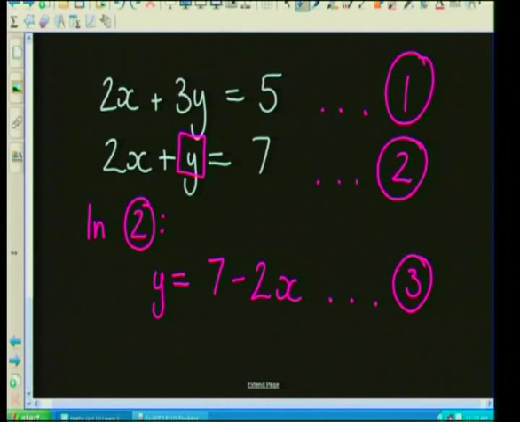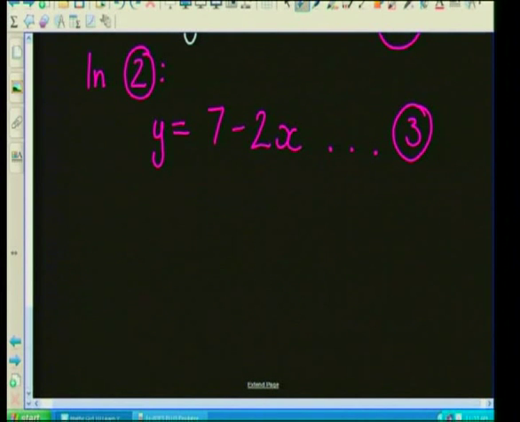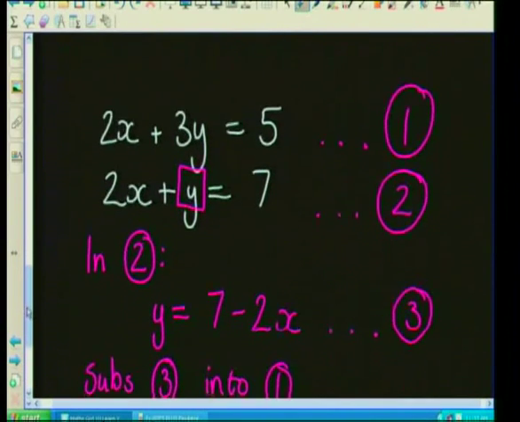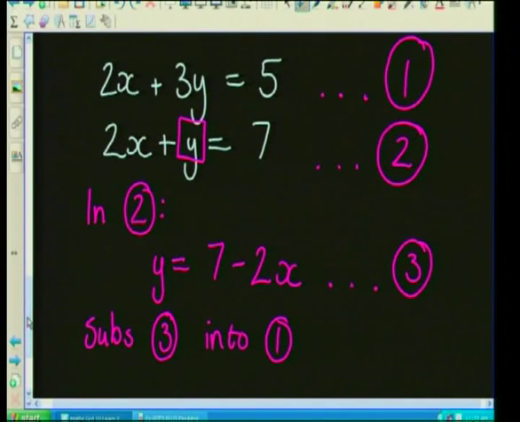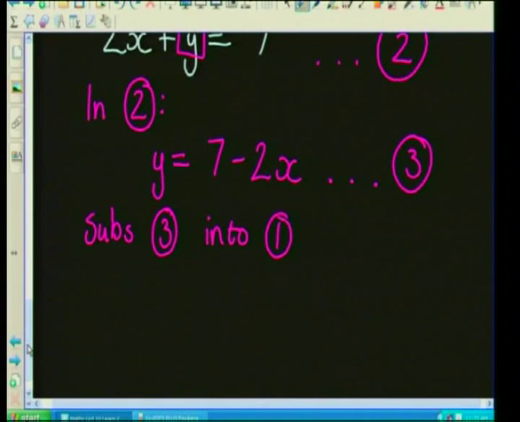Now, it's solving by substitution, which means I need to substitute number 3 into either number 1 or number 2. If I substitute it into number 2, I will find that it all cancels out. And the reason it happens is because 2 is the same as 3. So you need to substitute 3 into whatever it isn't. So if 3 isn't 1, then you substitute it into 1. So in my next line, I'm going to say substitute 3 into 1. And that means wherever I see a y in number 1, I'm going to replace it with 7 minus 2x.